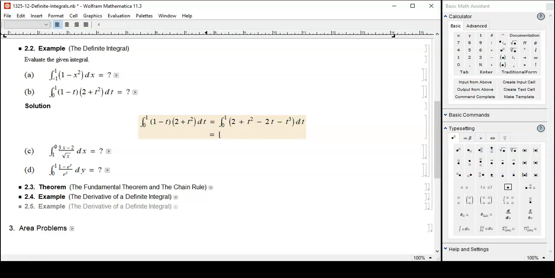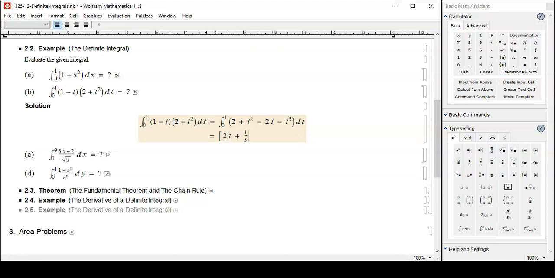And now let's go ahead with the antiderivative computation. 2 becomes 2t, so far so good. The antiderivative of t squared is 1/3 t to the 3rd power. And then negative t squared becomes negative 1/2 t squared, and finally 1/4 t to the 4th power. Is everything okay?